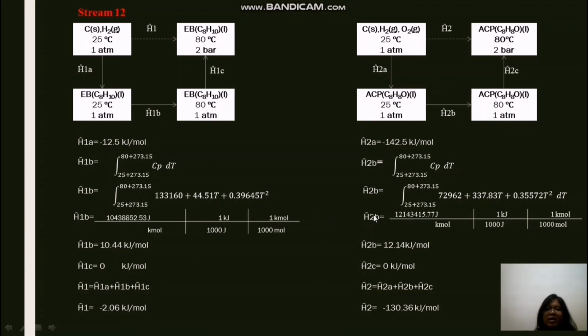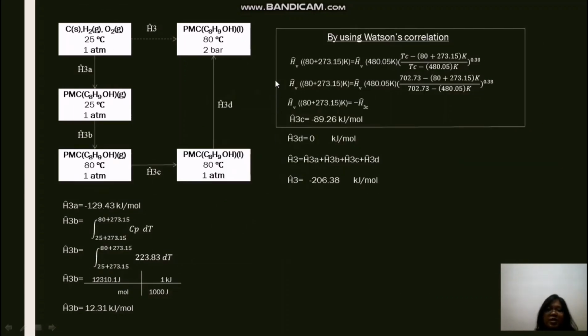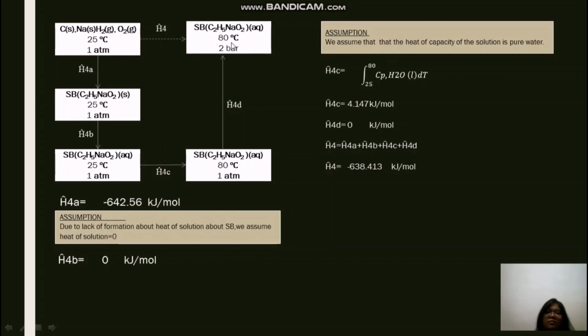It goes the same for the other substances. For PMC, we specially use Watson correlation. It is because we need to get the desired pressure at 80 degrees Celsius for PMC liquid. However, we don't have the CP liquid for PMC. The desired SB is in aqueous form at 80 degrees Celsius and 2 bar. Since we only have the heat of formation of SB in solid, we use the heat of formation of SB in solid. Then, to make it into aqueous, we add it with the heat of solution. Due to the lack of information, we assume that the heat of solution of SB is equal to 0.